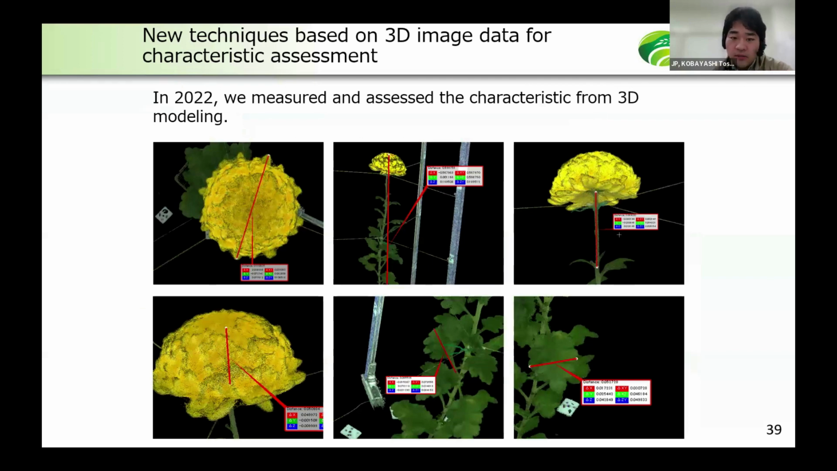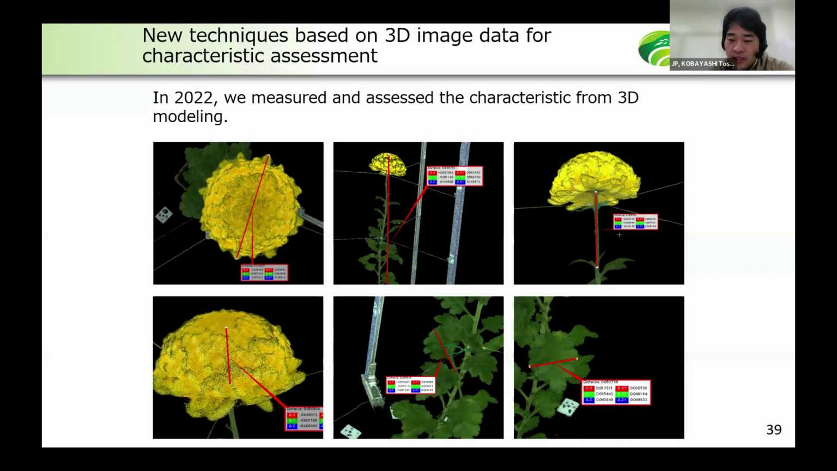These are actual 3D models of chrysanthemum created in 2022. The reason why we are targeting the chrysanthemum is that there are the most applications for variety registration in Japan, and a lot of effort and time are required to assess the characteristics of the plant species.